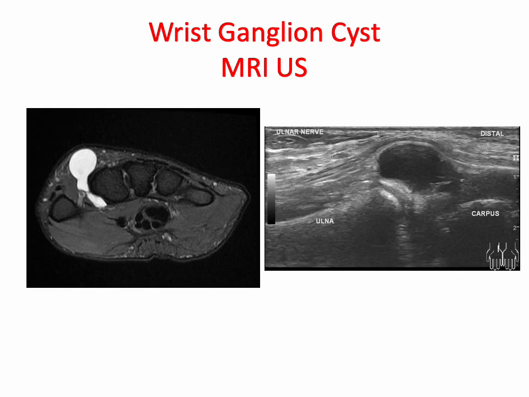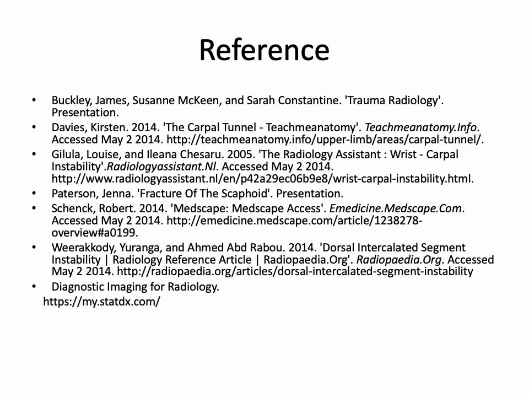So on ultrasound, as I've discussed, very well-defined, rounded, smoothly marginated with internal septations, hypoechoic or anechoic, and in relation with the joint. And on MRI, lobulated fluid signal, again in association with a joint. And that's all for the wrist. Thank you.